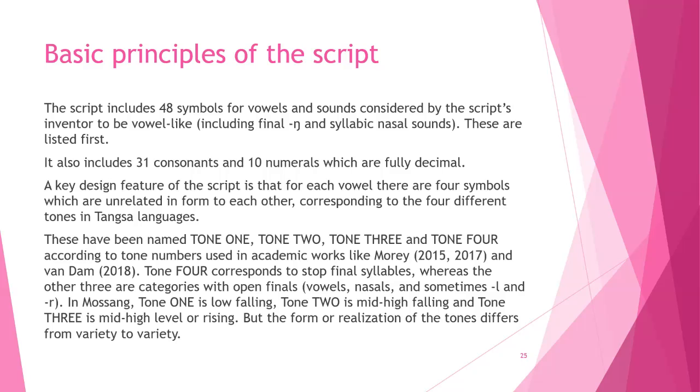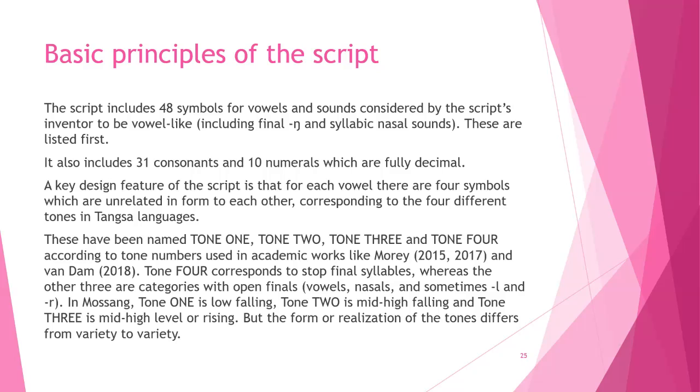So in the Mossang or Muishaung variety, tone 1 is low falling, tone 2 is mid-high falling, and tone 3 is mid-high, level or rising. So they can roughly be called low, middle and high if you want to. In the Rera variety, the Dipjoti studies, it's the exact opposite. Tone 1 is high, tone 2 is mid, tone 3 is low.